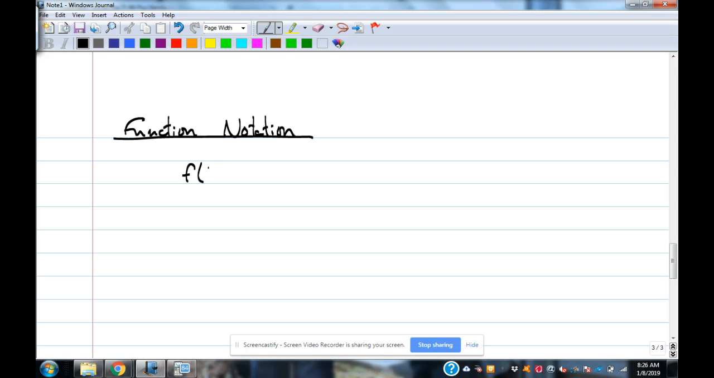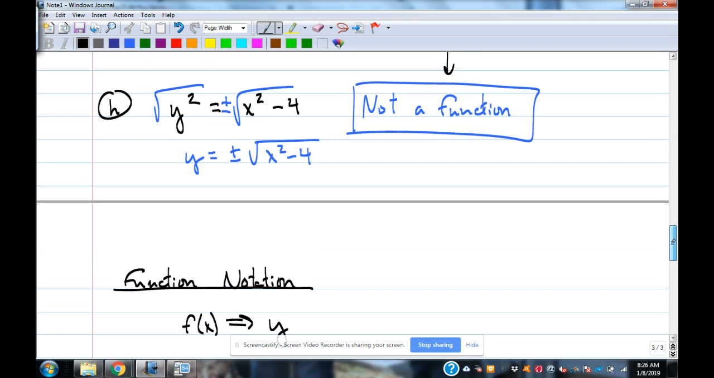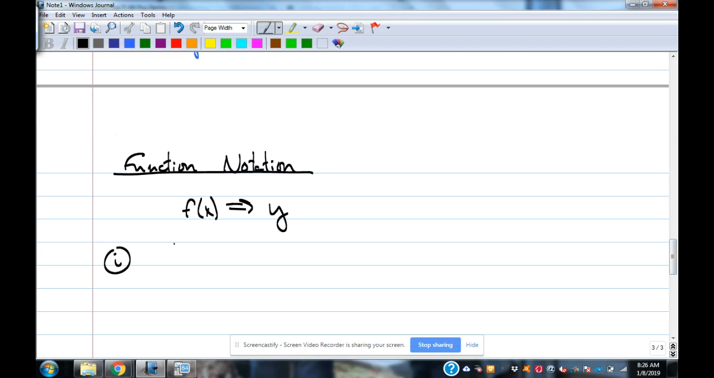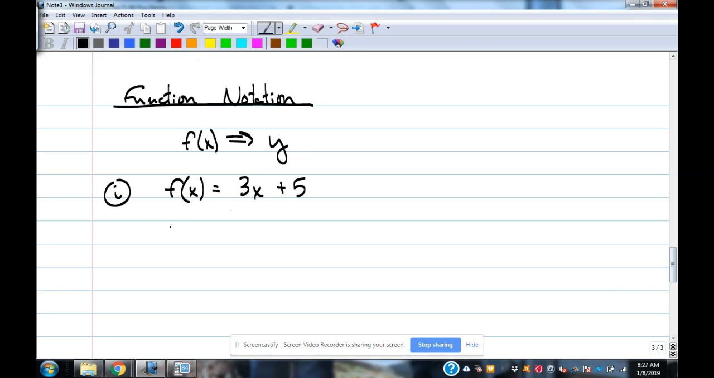Function notation, f of x, remember, it's just the same thing as y. F parentheses x, f of x is the same thing as y. So when we're dealing with this function, f of x is equal to 3x plus 5. We'll start easy. And they ask us to find f of negative 5. What does that mean we should do?